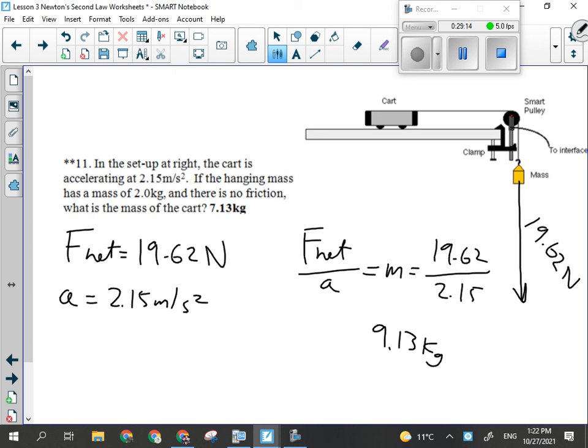Okay? Because there's, what, 3 calculations here. M times G, F net over A, and 9.13 minus 2. Okay? Again, nothing here that's mathematically challenging, but there's a few intuitive leaps that have to be made to get there. Right? Questions on that?